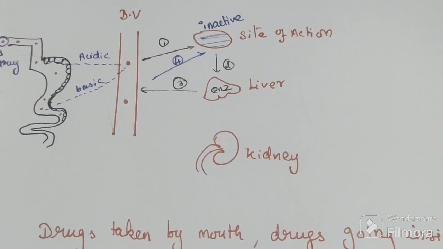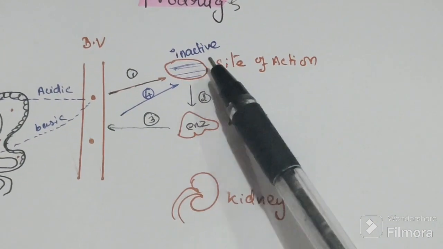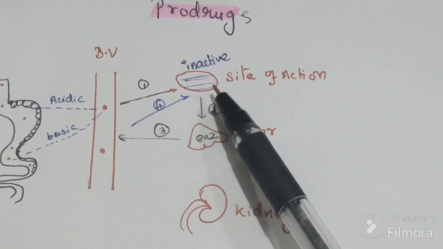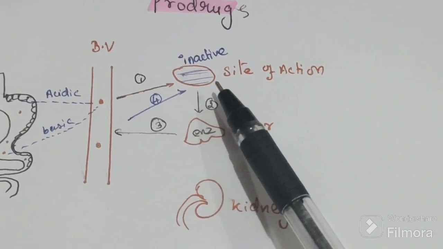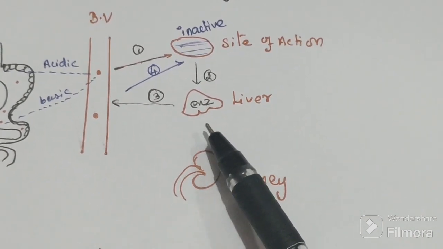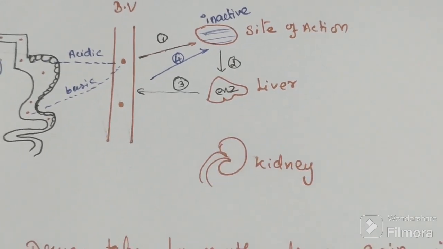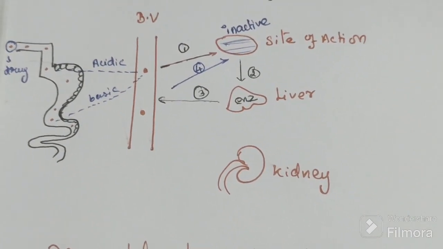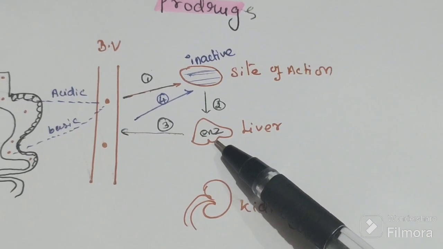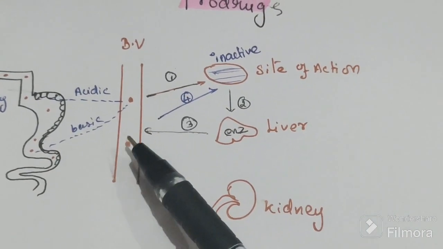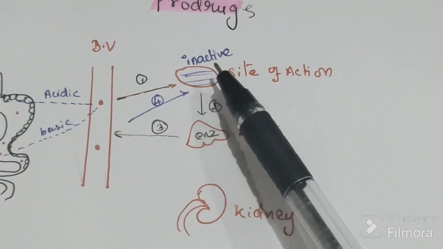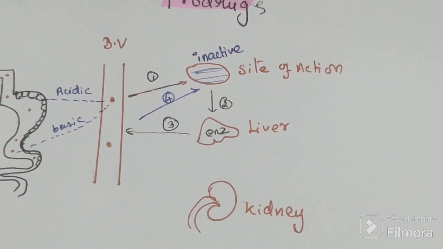First, this drug should move to the liver. The inactive form is called a prodrug. How will it show its active form and mechanism of action? First, these drugs will come to the liver. In the liver, an enzyme is present that converts the inactive drug to the active drug. After that, it goes to the blood, and then it goes to the site of action. So these drugs are prodrugs.